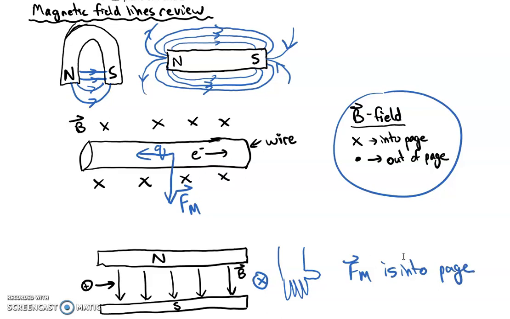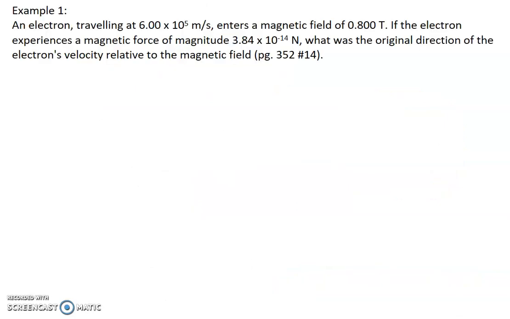All right, so what does this actually look like in terms of a mathematical calculation? Let's do one example together. This question says an electron traveling at 6 times 10 to the 5 meters per second enters a magnetic field of 0.800 Teslas. If the electron experiences a magnetic force of magnitude 3.84 times 10 to the negative 14 newtons, what was the original direction of the electron's velocity relative to the magnetic field? If you're using this textbook, I've taken this as number 14 on page 352.